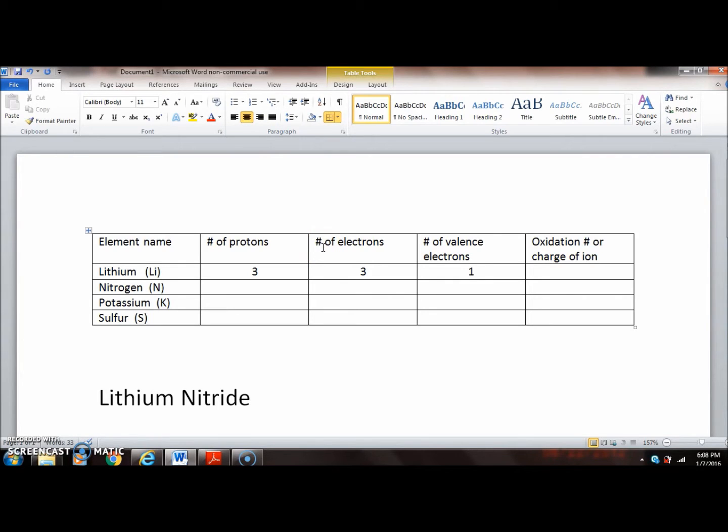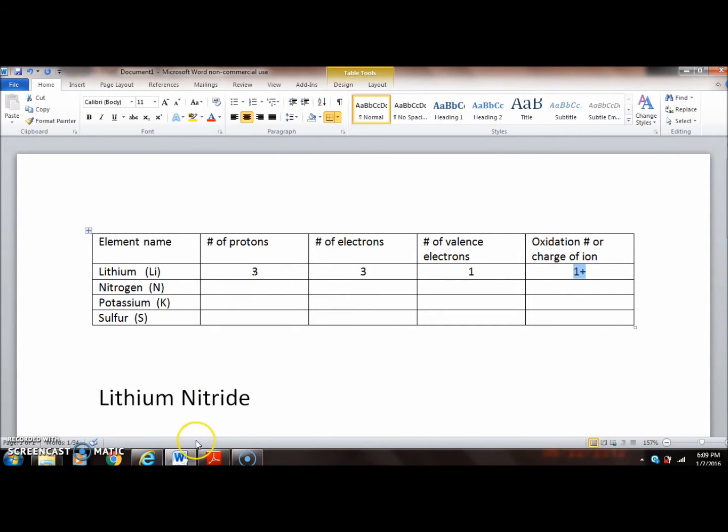Now remember that if an element is a metal and it's got 1 valence electron, it's going to want to get rid of that valence electron. And when it loses an electron, its charge is going to become positive. This is actually going to become a +1 ion, because now it's going to have more protons than electrons when it loses that 1 electron.